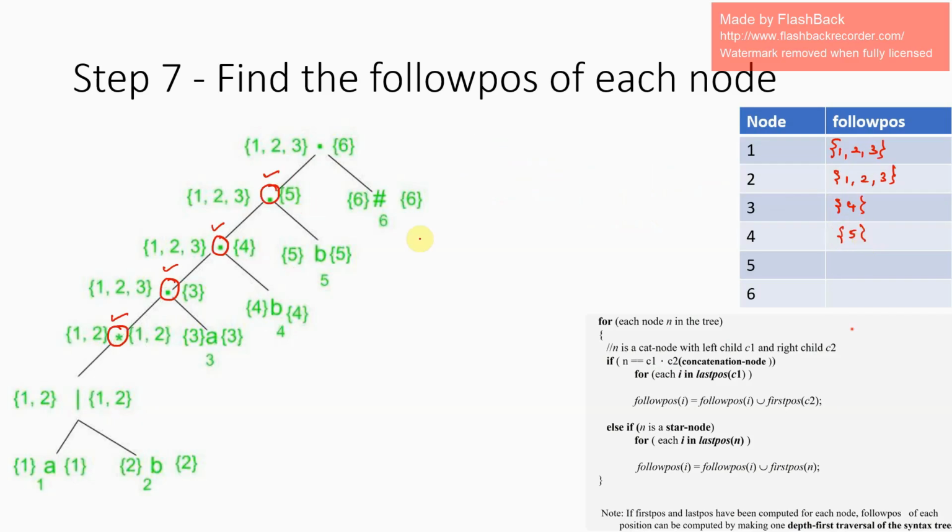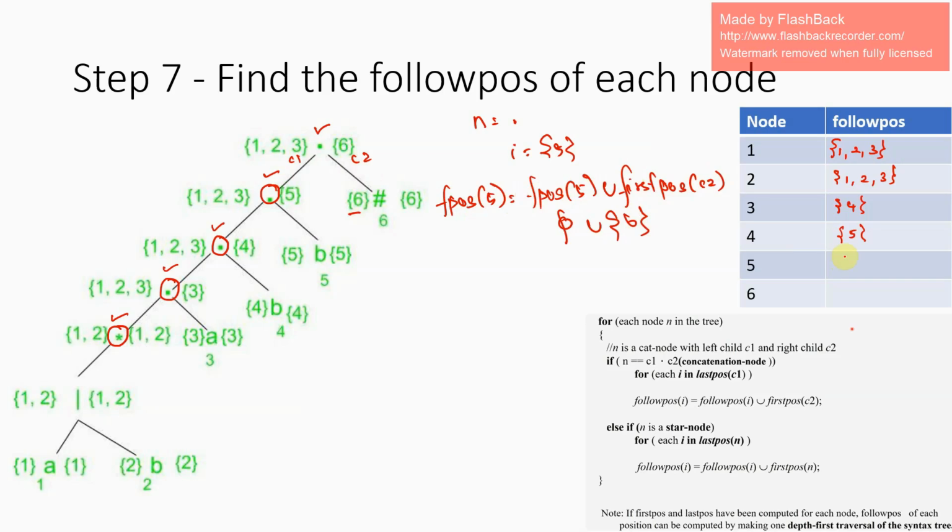And now moving with the last step, taking the last node n is equal to star, we need to find out what is the last position of C1. Last position of C1 is again 5. So we find out what is the follow position of 5. That is nothing but follow position of 5 union first position of C2. What is C2 here? This is C2. Its first position is 6. So empty union 6. So your answer is 6. And for the node 6, the last node, we are not having any follow position. So that will be just empty.